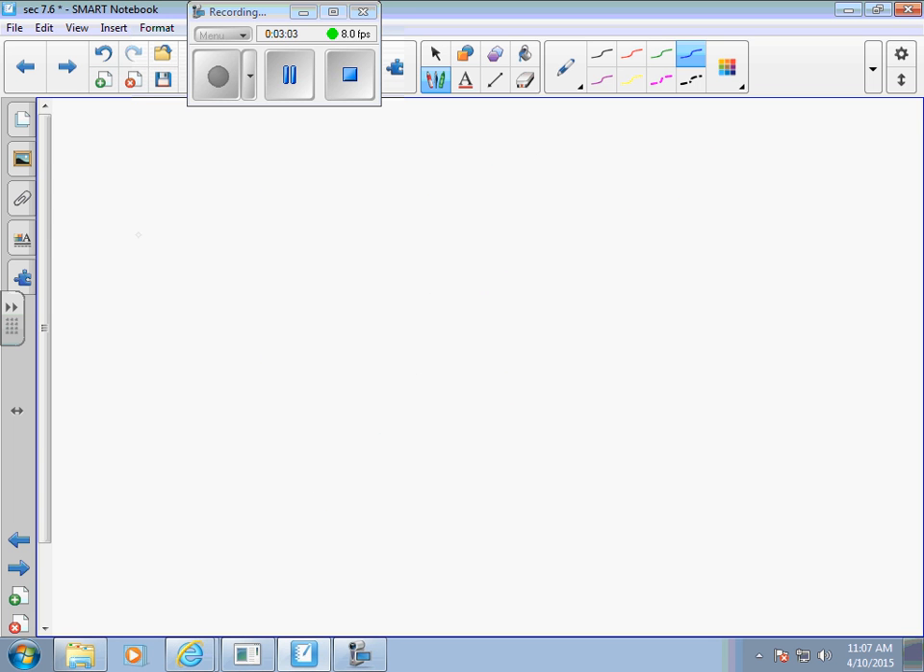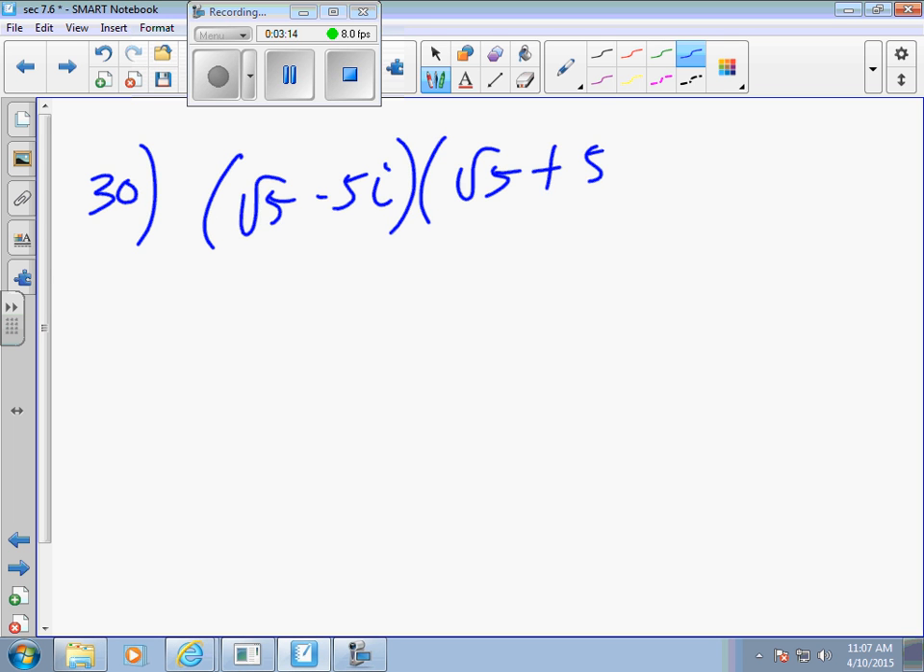And my last one for today is question 30. It says the square root of 5 minus 5i and the square root of 5 plus 5i. Again, this question is conjugates, so I'm not going to do my middle terms because I recognize it. Square root of 5 times square root of 5 is 5 minus 25i squared. Don't have to do inside, inside, and outside, outside because they're just going to go away.